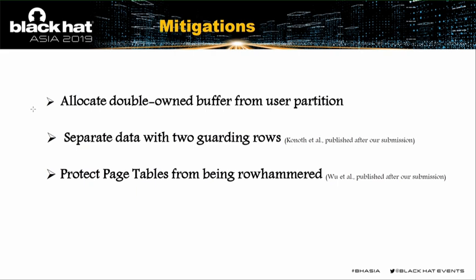The next topic is about the mitigation. We have three possible mitigations. The first is to allocate the double-ended buffer from the user partition. This is an intuitive solution. The other two defenses emerged after our submission to Black Hat. All of these three solutions have their own limitations and are not effective enough.